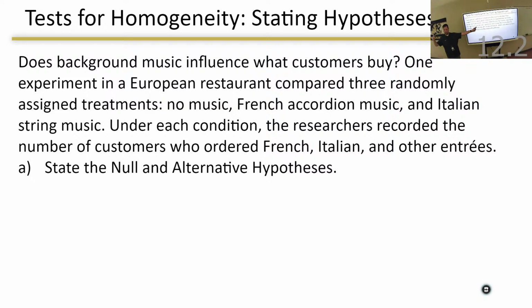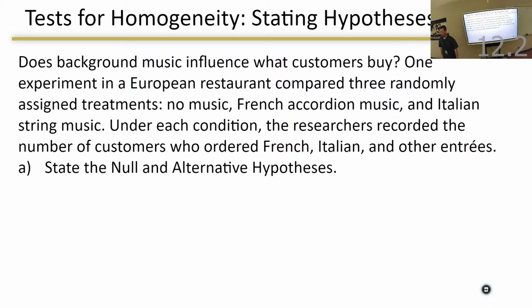Okay, so there's no music, there's French music, and Italian string music. So we have 3 different types of music, 1 variable. Under each condition, the researchers recorded the number of customers who ordered French, Italian, and other entrees. So we basically have food and we have music. Food and music. 2 different variables.